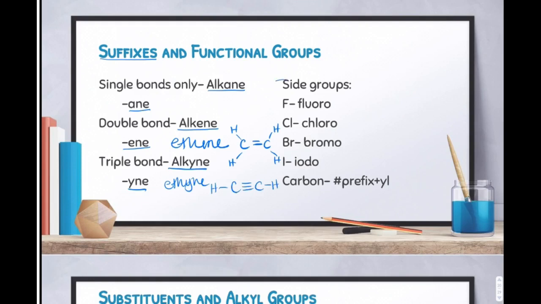Now we will have some side groups, like we just saw that methyl group. You may have a halogen as a side group. So if you have a fluorine, you call that fluoro, chloro, bromo, or iodo, depending on the halogen. If you have a carbon chain, we say the number prefix plus a "yl" ending. For example, methyl is a side chain or a functional group of 1 carbon, ethyl would be 2 carbons, propyl would be 3, etc.